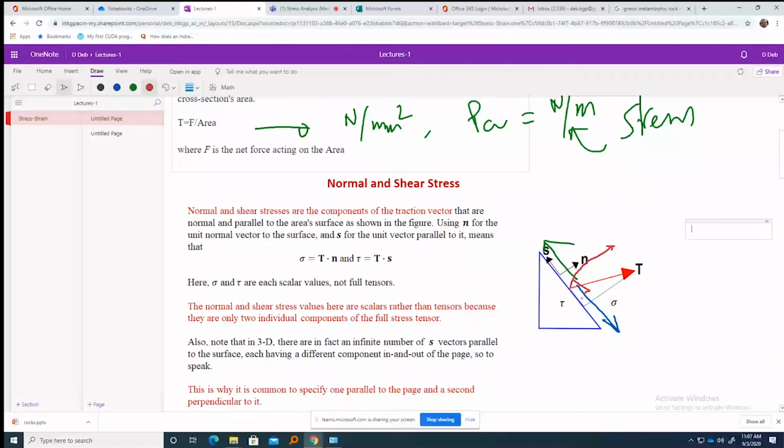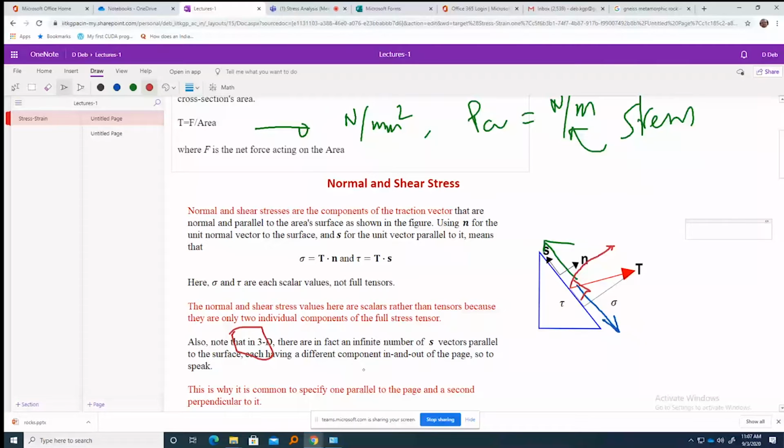Now, in 3D, there are infinite ways this shear stress can be oriented along the plane. But we normally define two perpendicular axes, and we take those two directions.